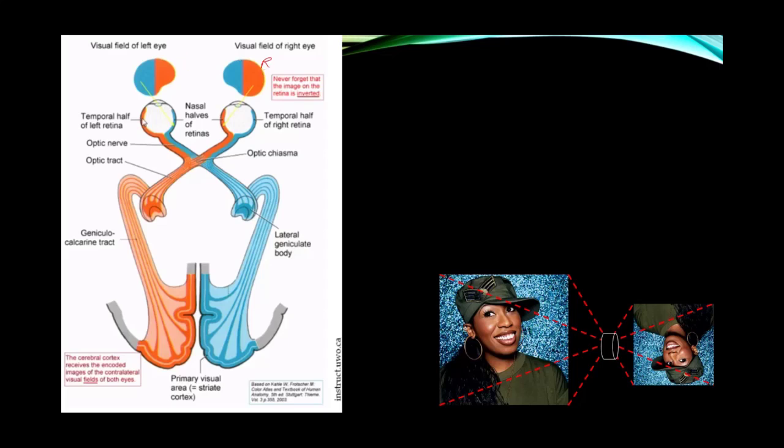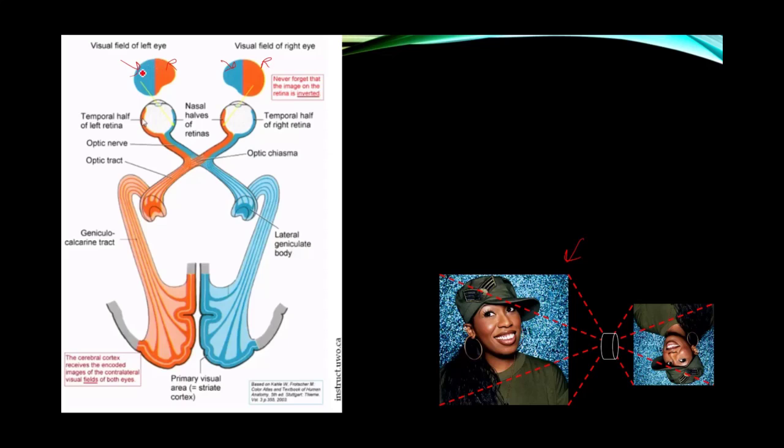Then in this, in red, would be the nasal field of the left eye, or the right field of the left eye. Does that make sense? And then this would be the nasal visual field of the right eye, and this would be the temporal visual field of the left eye. So remember, everything is flipped and reversed.